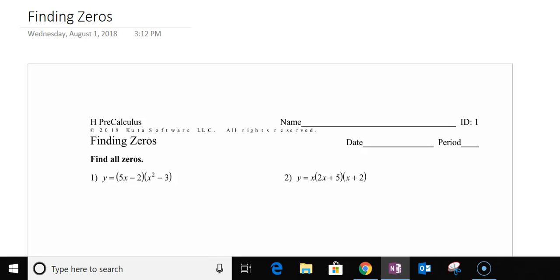All right, gang, so you should find this worksheet in OneNote titled Finding Zeros. This is going to be a real quick refresher. There are 10 questions on this worksheet, but we're only going to do a couple of them as examples, and you're going to do the rest for homework.